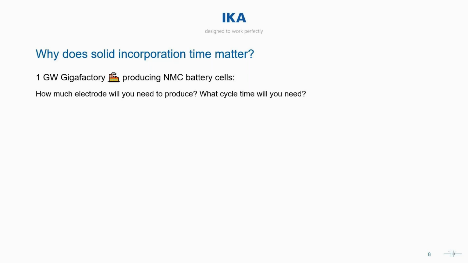So let's do just a few back of the envelope calculations. If you have a factory and you want to produce 1 gigawatt hour worth of batteries in 1 year using an NMC battery chemistry, how much electrode will you need to produce? And what cycle time will you need to be able to hit that mass quota?